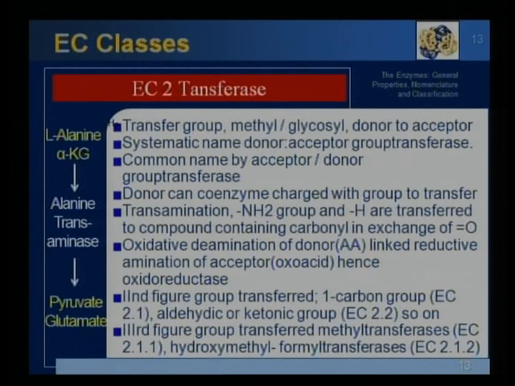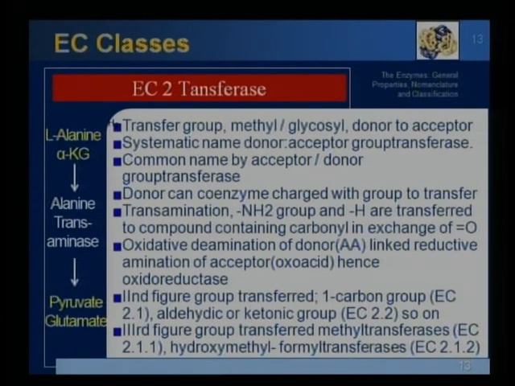And in these type of enzymes, the systematic name is derived by a pattern, that is donor:acceptor group transferase. So write down the name of the donor followed by the name of the acceptor, and at the end we have to add group transferase. This becomes the systematic name for the enzyme. But common names are generally given by either acceptor or donor followed by group transferase as a suffix.